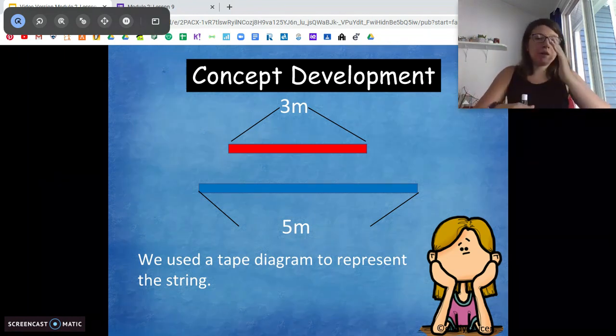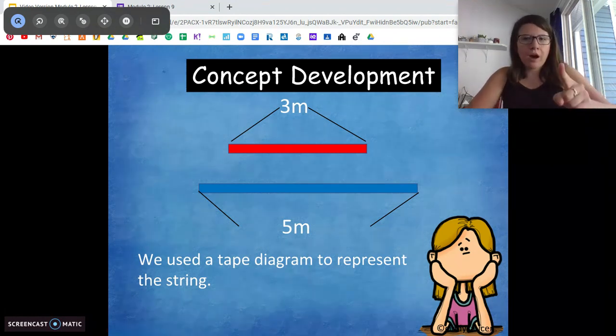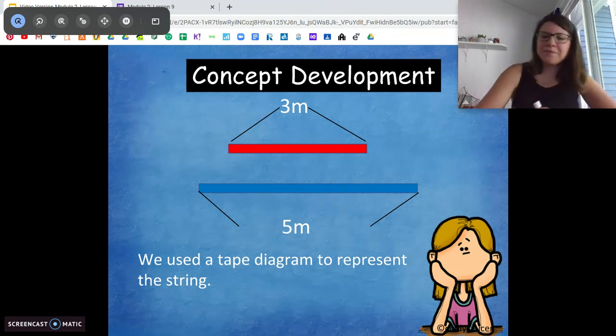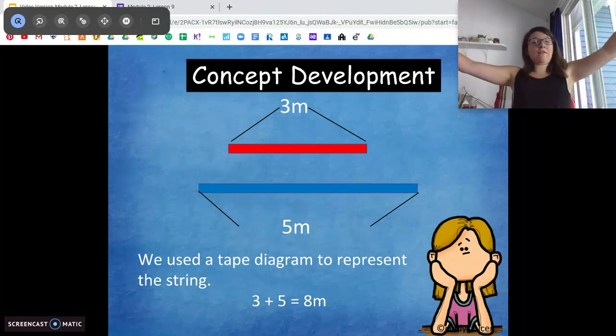Like, for example, how much string do I have altogether? I want you to pause and write me a number sentence to show me how much string I have altogether. What did you get? We have 3 meters plus 5 meters equals 8 meters. That's how much string I have altogether.